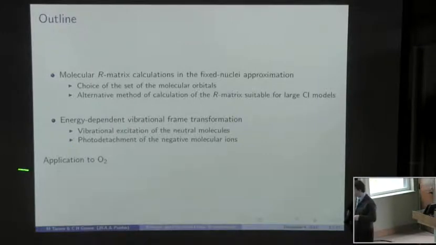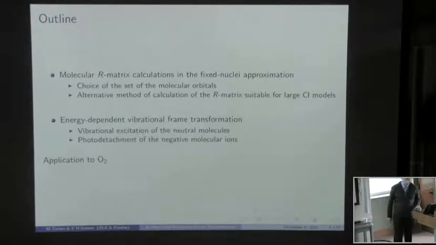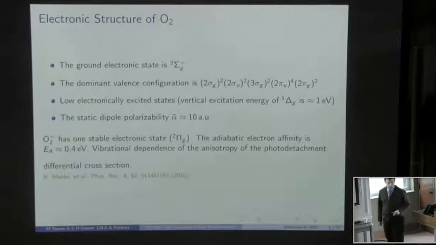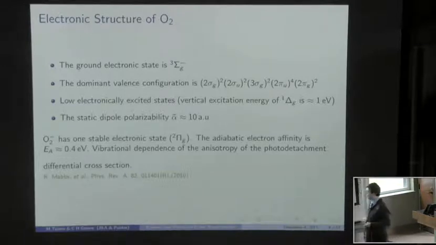I will demonstrate these ideas and these approaches on the electron interaction with the oxygen dimer. Why oxygen dimer? It has a rather challenging electronic structure. The ground state is triplet sigma G minus. It's an open shell system. It has quite low electronically excited states. The lowest excited state is singlet delta G with the threshold around 1 eV.